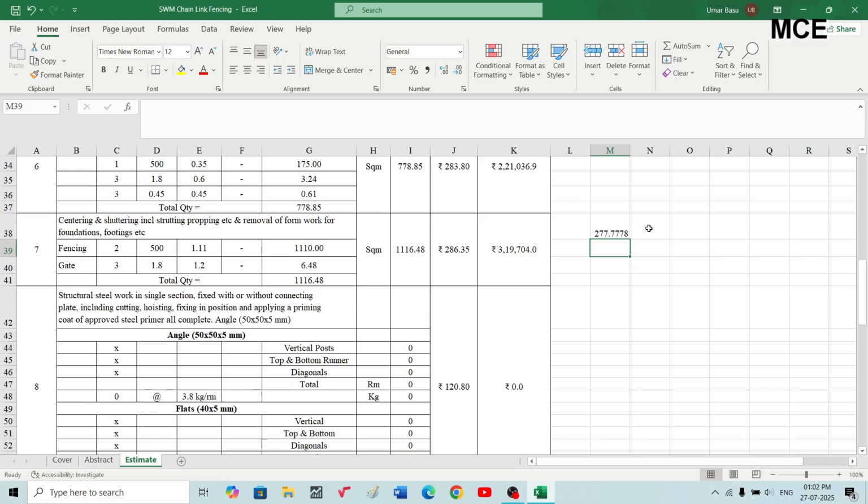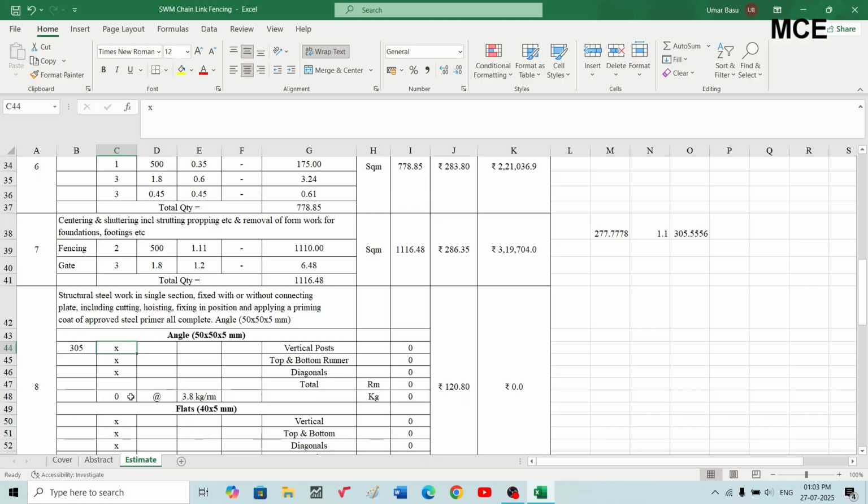But I will take 10% extra, because there will be some bends and curves in which you will require more vertical post. It will depend on the topography of the ground. You can require more posts, or you will require exactly the same number of posts. So let us take 10% extra, that is 277.7 into 1.1, which is equal to 305. Okay, let us take 305 vertical post.